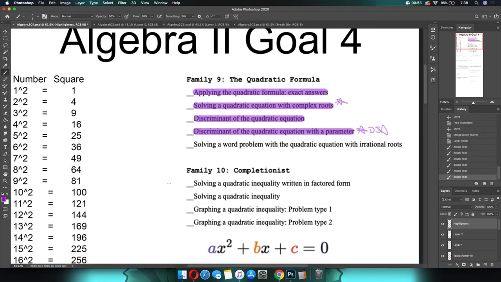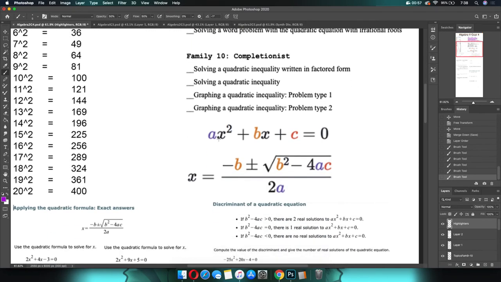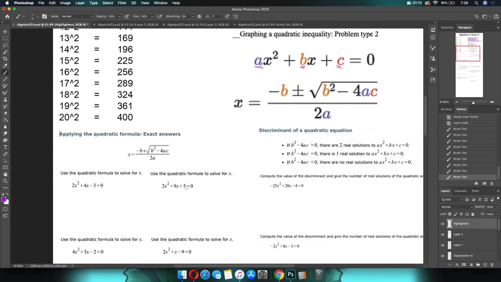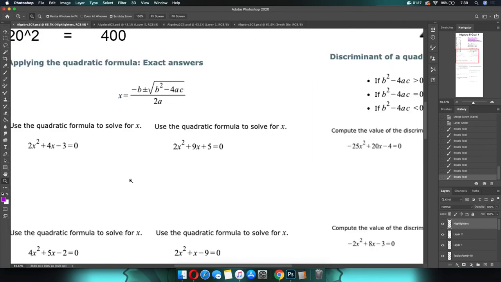First things first, a quick review of the quadratic formula. If you know your A, your B, and your C, the quadratic formula is x equals opposite b plus or minus square root of b squared minus 4ac all over 2a. So first things first, we want to get used to using the quadratic formula, so let's get down to brass tacks. Click, click, zoom in, there we go.